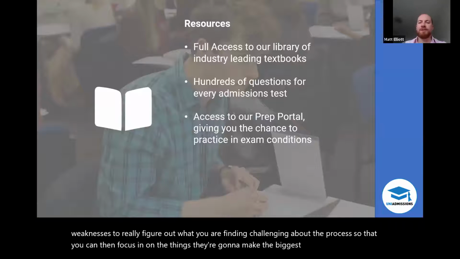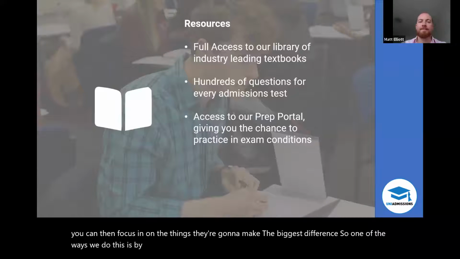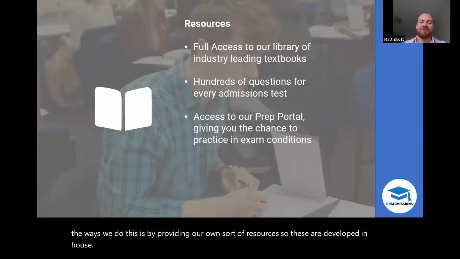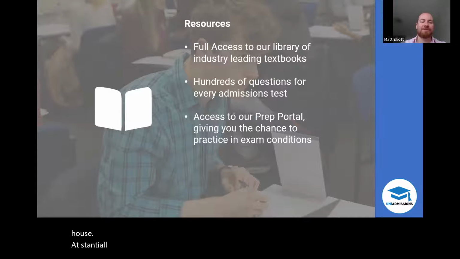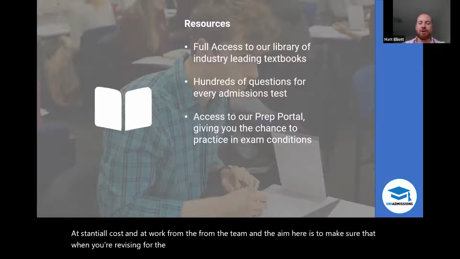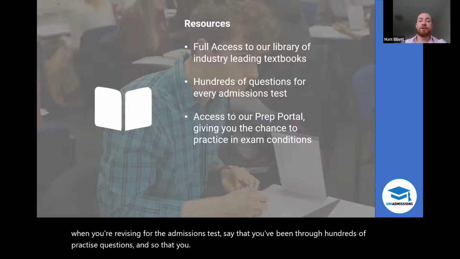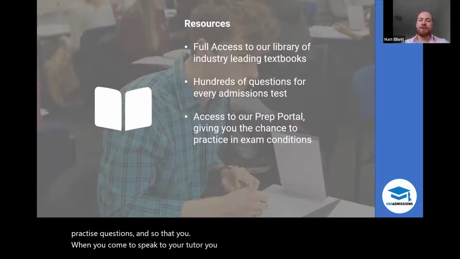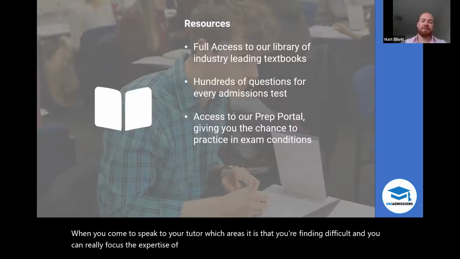So one of the ways we do this is by providing our own set of resources. These are developed in-house at substantial cost and with hard work from the team. And the aim here is to make sure that when you're revising for the admissions test, say, that you've been through hundreds of practice questions, and so that when you come to speak to your tutor, you know which areas it is that you're finding difficult, and you can really focus the expertise of your tutor on what you find difficult rather than wasting time on what you find easy.